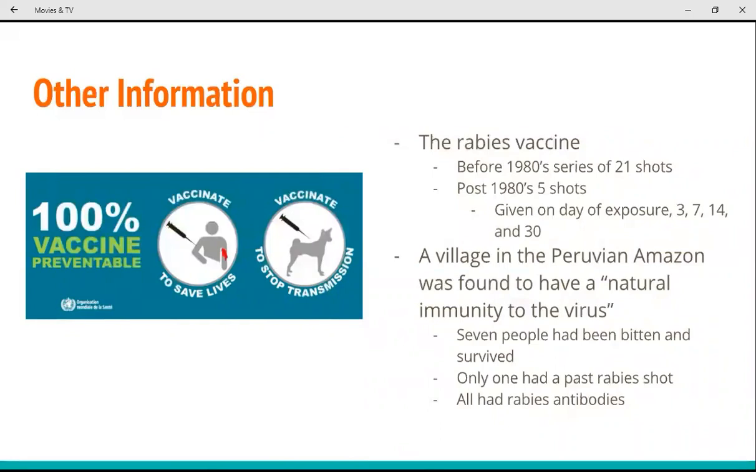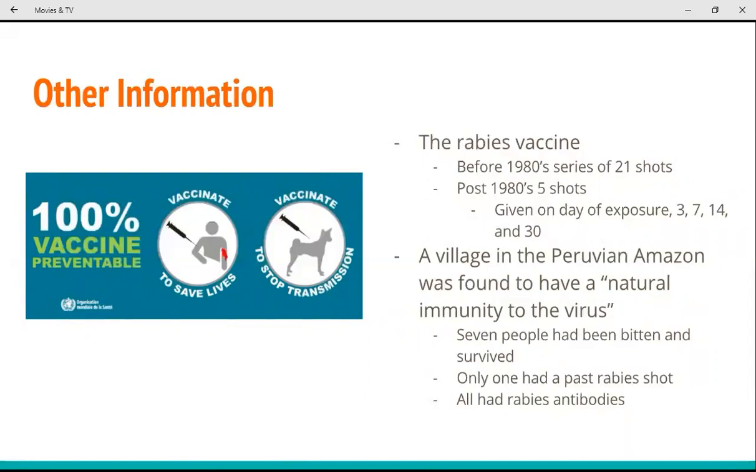However, there was a village in the Peruvian Amazon that showed potential. The village had a bad infestation of vampire bats that had been exposed to rabies. In the village, there were 7 people bitten by the bats that had survived. Of the 7, only 1 had been given a previous rabies vaccine. The other 6 also had rabies antibodies found in their systems.